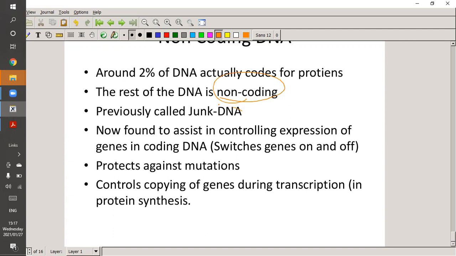They used to call it junk DNA, but later they discovered that it's very important in switching on certain parts of the DNA and switching off other parts of the DNA when it's not being used. And also what we find is that it protects against harmful mutations. So if mutations happen in the 98% that codes for nothing, then it's not going to have an effect on the protein whatsoever. Also, it controls the copying of genes during transcription, during protein synthesis. Okay, so we have some non-coding DNA.